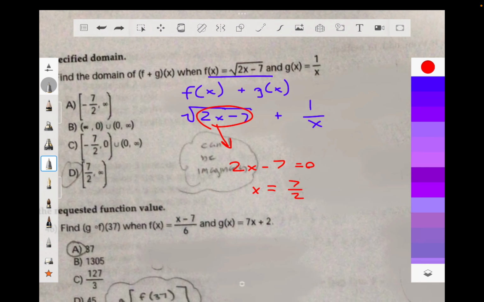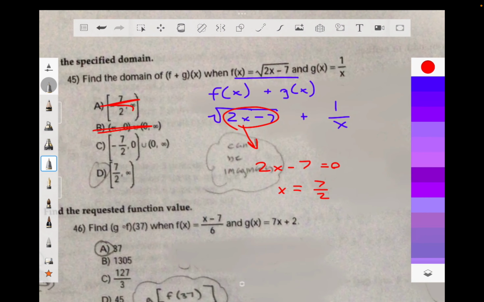And it has to be higher than positive 7/2. So you could immediately take that out. You could take that out. You could take that out. Oh, look at that. That's the domain of this one.